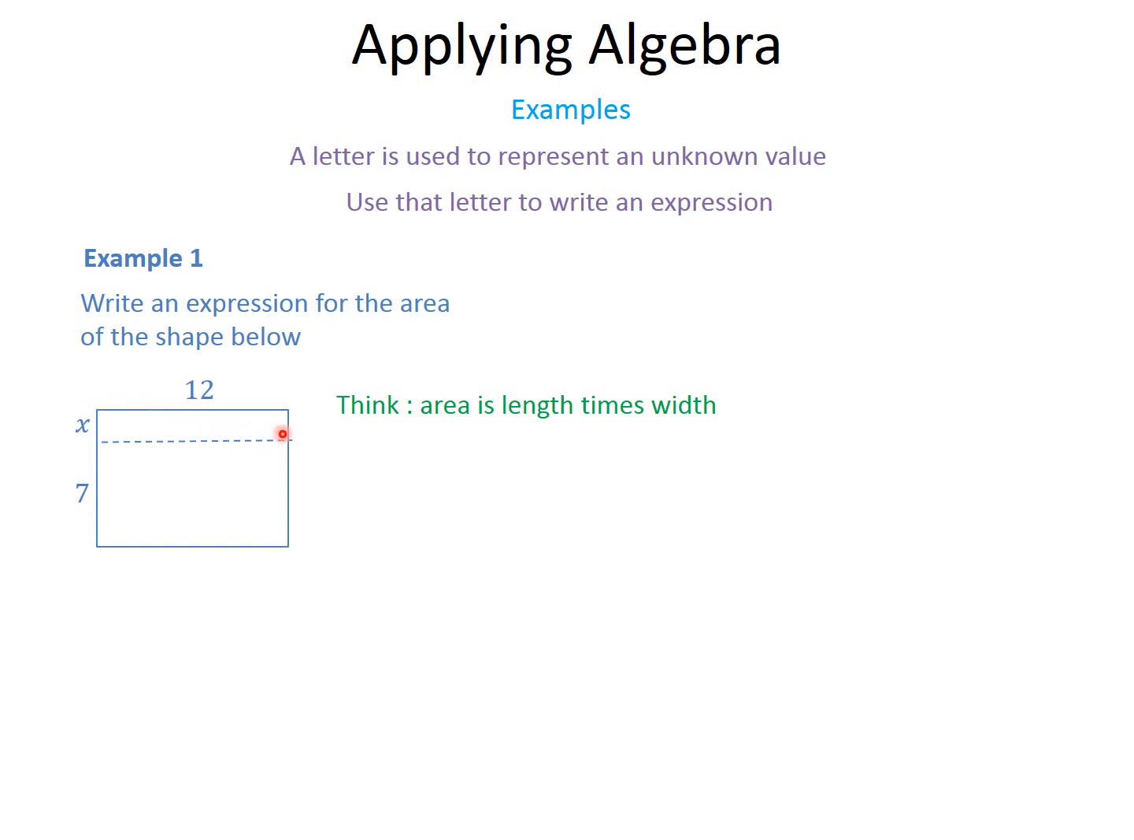And so I'm going to say the width is 12, and the length, well, that's down here. That's the 7 and the x together. And so adding together, x plus 7 is what the length is. And so if I now just need to write down the area of it, I'm going to do the length times by the width. And that writes down like this. That's the length times by the width. Well, it's actually the width times by the length there.